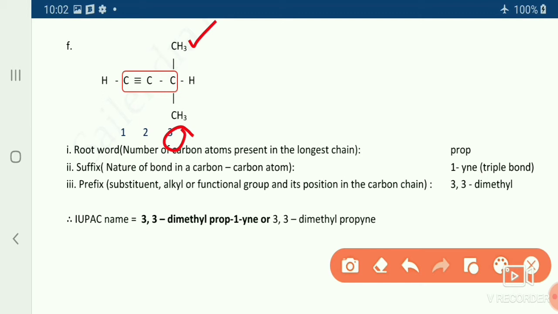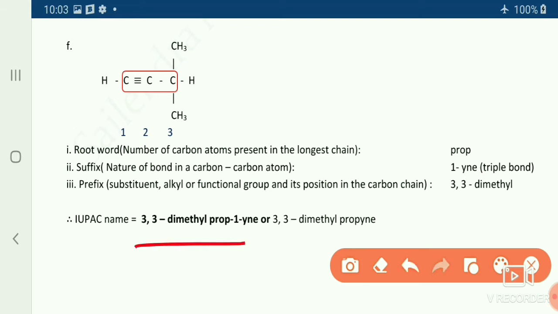And for this one also, the position is 3. So therefore our prefix we are going to write is 3,3-dimethyl. We don't write 2-methyl. We have to write Roman tri like that. Okay, if there are 3, tri. So for 1 we don't write any, but after 1, if there are 2, then we write di. Okay, so the dimethyl and position is 3,3.